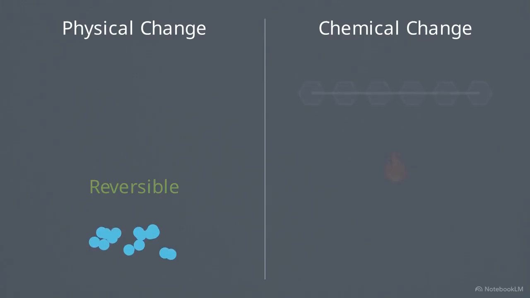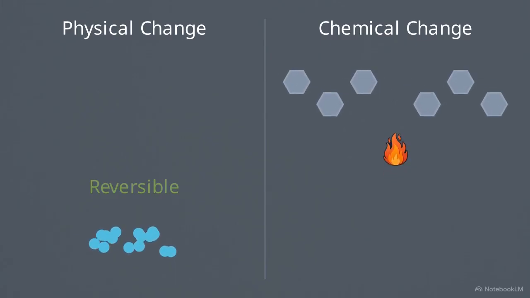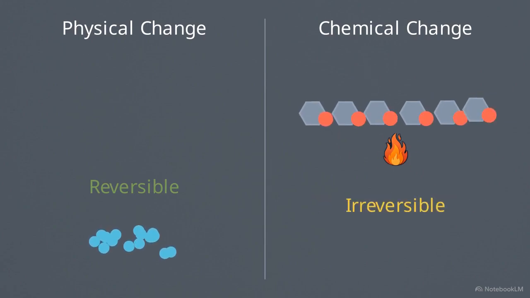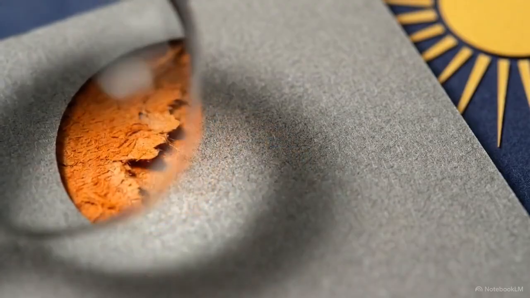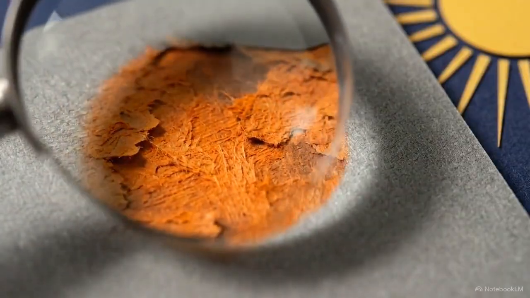On the right, the burning candle is a chemical change. The heat breaks the wax molecules apart, forcing them to bond with oxygen to create entirely new substances, smoke and ash. Identifying exactly how the internal structure of a material shifts allows us to predict its behavior and determine if a change can be reversed.